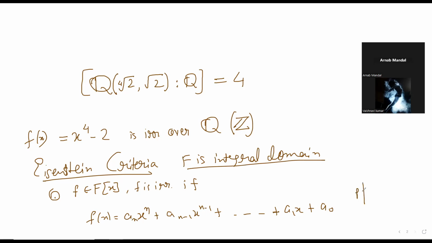P divides a_0 through a_{n-1}, and P doesn't divide a_n. But what is P? P is prime. Prime in, yeah, because it's not a UFD, but still prime makes sense. So that's a good thing. This divides this. So you just use that, it's done, right?